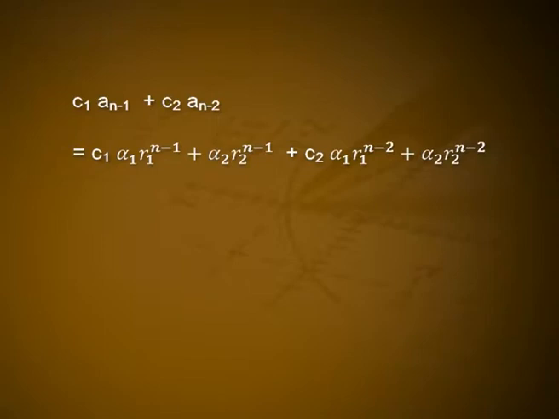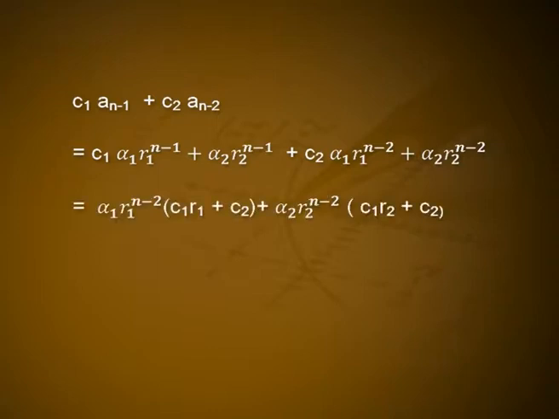From these equations, we see that C1 into An minus 1 plus C2 into An minus 2 is equal to C1 into (alpha 1 into R1 raised to n minus 1 plus alpha 2 into R2 raised to n minus 1) plus C2 into (alpha 1 into R1 raised to n minus 2 plus alpha 2 into R2 raised to n minus 2), which is equal to alpha 1 into R1 raised to n minus 2 into (C1 R1 plus C2) plus alpha 2 into R2 raised to n minus 2 into (C1 R2 plus C2), which is equal to alpha 1 into R1 raised to n plus alpha 2 into R2 raised to n, and is equal to An.